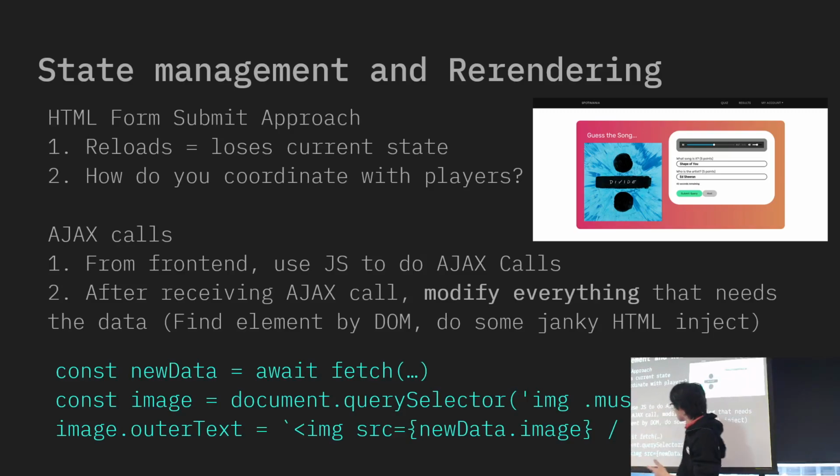This is actually what the typical code looks like. We do a fetch, similar to what we did in the MVC workshop. We do an await for that new data that comes in. And then we have this query selector. We're trying to find this image, for example. And then we set the src to the new data's image, so that the image changes.